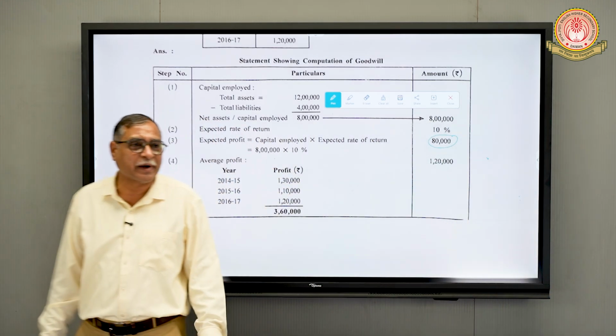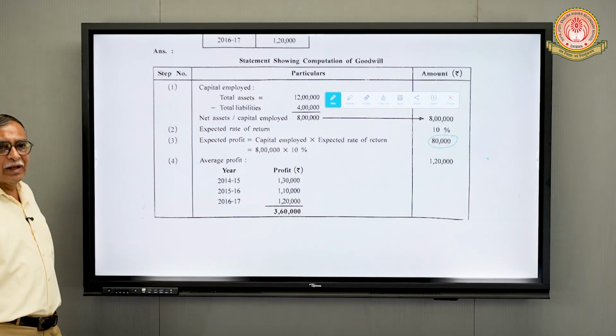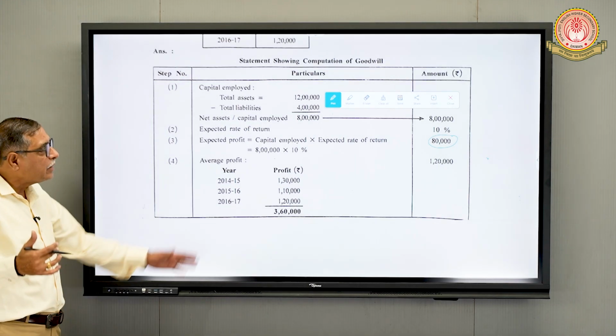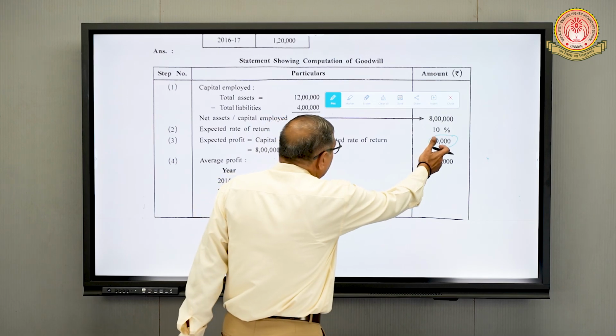What is expected profit? Whatever we get from the bank. What example I have given? Whatever we receive from the bank. That means from outside we receive only 80,000.